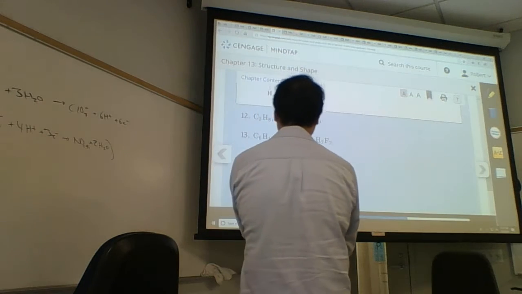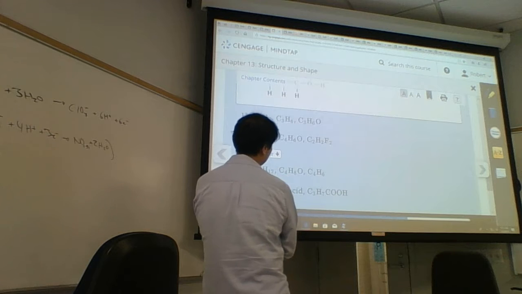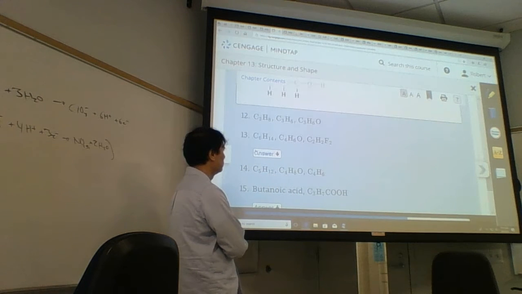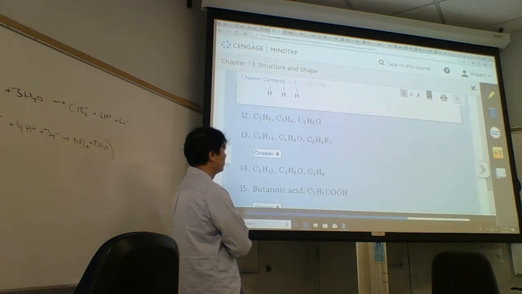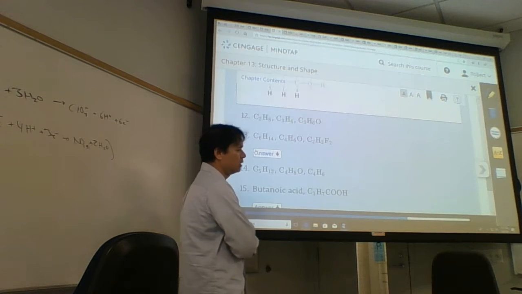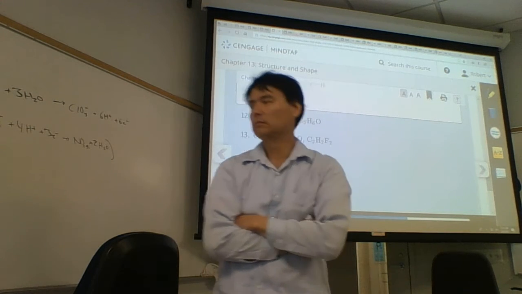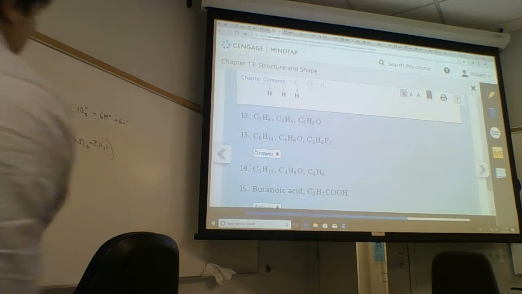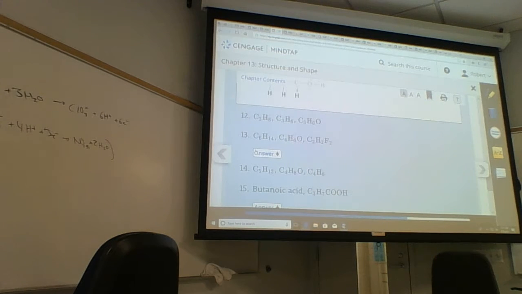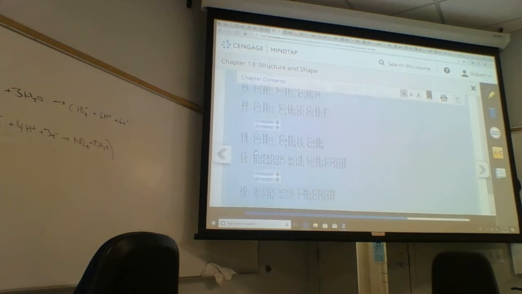C4H6O. For organics, we do it a little differently. I don't know, is that an ether or an alcohol or what is that? So we can come up with different structures, and those different structures are called isomers. Let's do this one. Let's do butanoic acid.